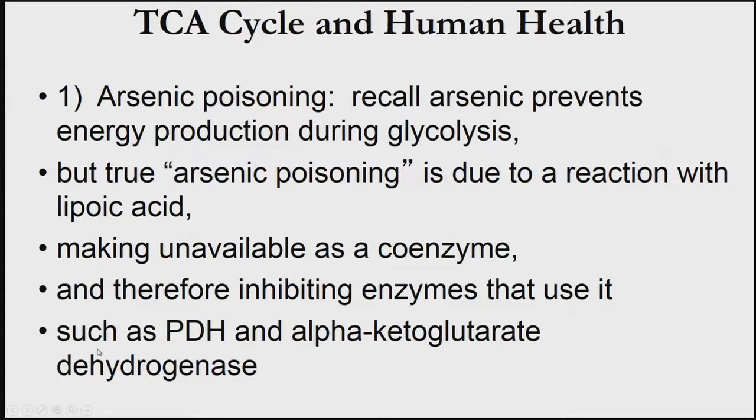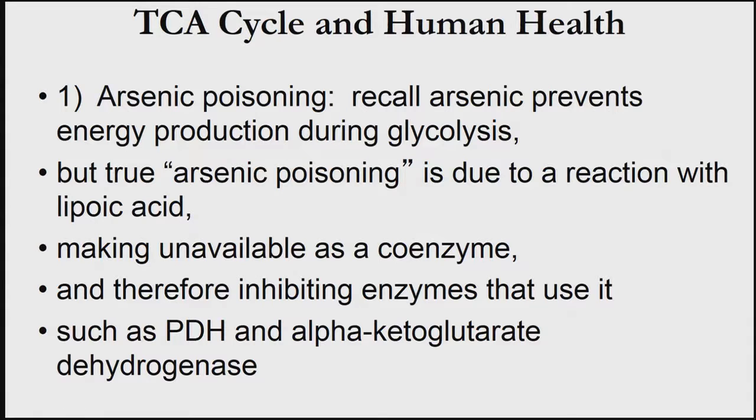Okay, so we're going to talk a little bit about the TCA cycle and how it intersects with human health. First thing we're going to talk about is arsenic poisoning. If you remember, we mentioned arsenic poisoning yesterday when we talked about glycolysis. There was that step in glycolysis where inorganic phosphate came in and was attached to that carbon skeleton, and ultimately you use that to make an ATP.